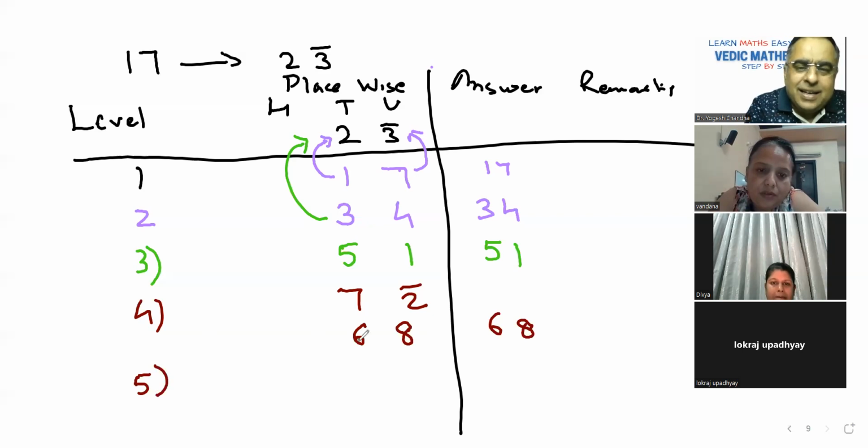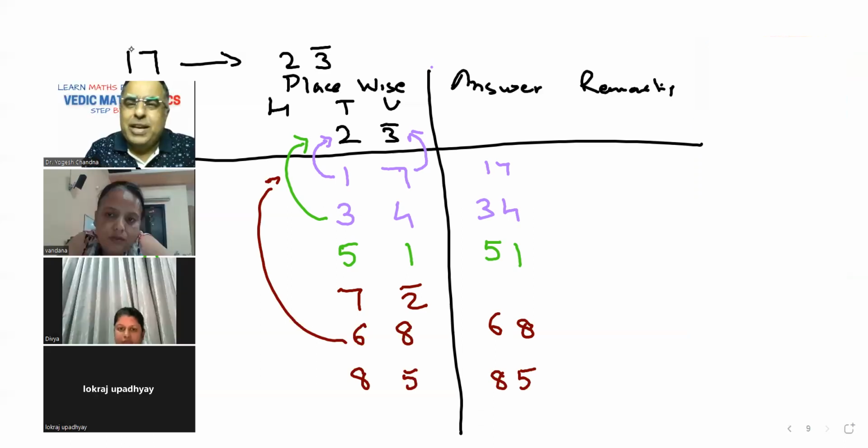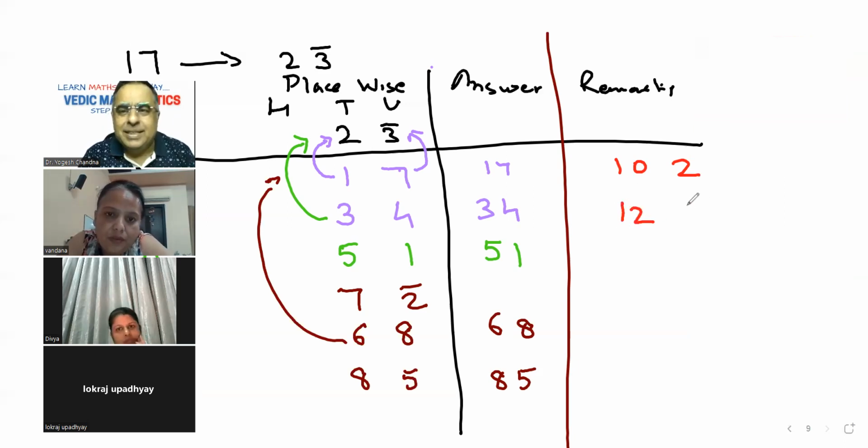Fifth level. 6 plus 2 is 8, and 8 minus 3 is 5. 85. So 17 times 5 is 85. If you remember, now see, we'll go reverse. If you understand this, after 85 it becomes 10: 8 plus 2 is 10, and 5. This becomes 102. 5 and 3 bar becomes 12. It becomes 1 bar.